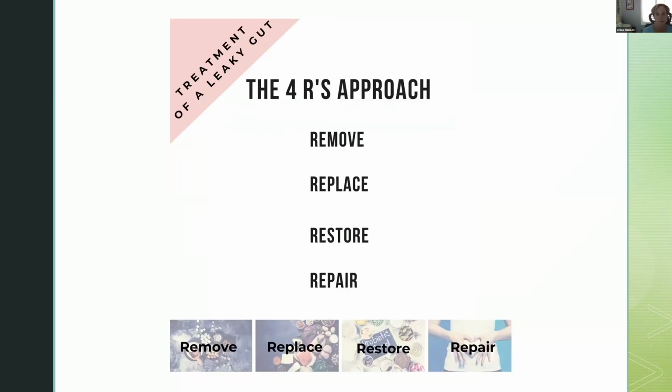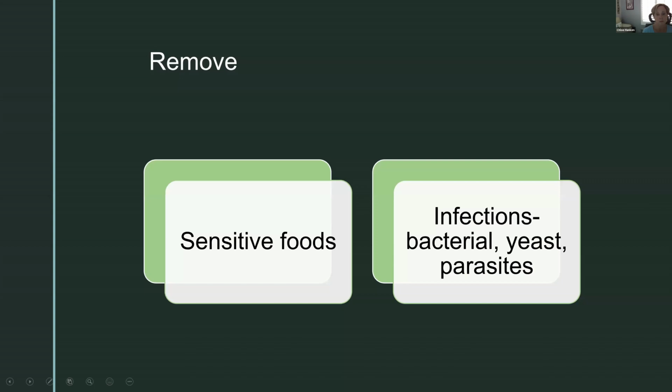So moving on to the second part of today's talk is the 4 R's approach. The 4 R's are remove, replace, restore, and repair. This is what we follow to help patients heal their gut lining. So what do we remove? Based on the testing we did, we remove the food sensitivities.